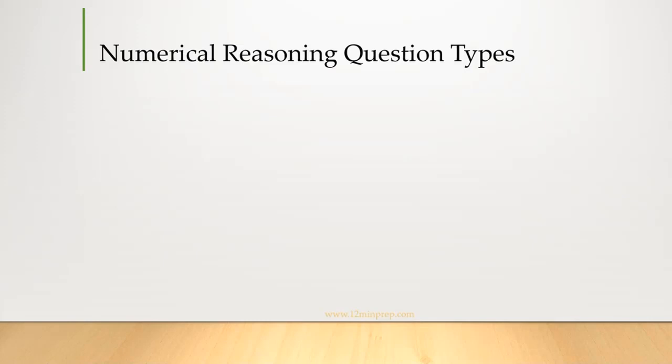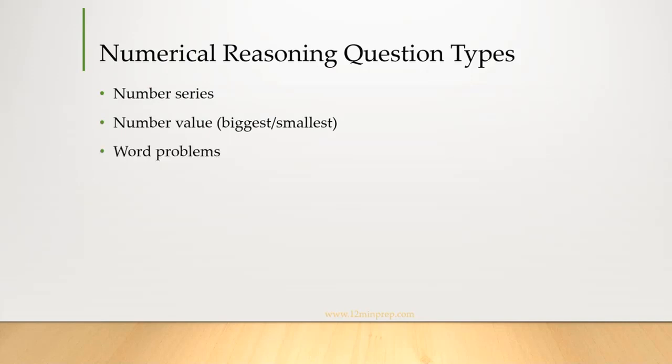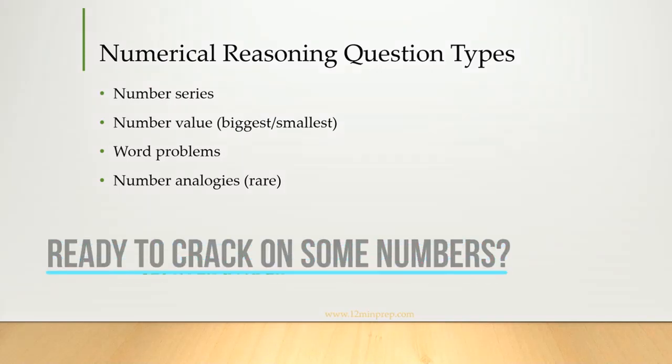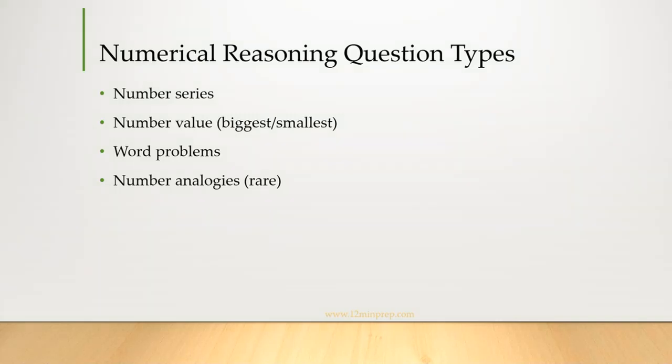There are 4 question styles in the numerical reasoning section of cognitive ability tests: number series, number value, word problems, and a 4th, yet less common style, which is number analogies. We will now review these question styles with sample questions. Each question will have a time limit to keep you challenged, and please prepare a pen or pencil and some scrap paper.